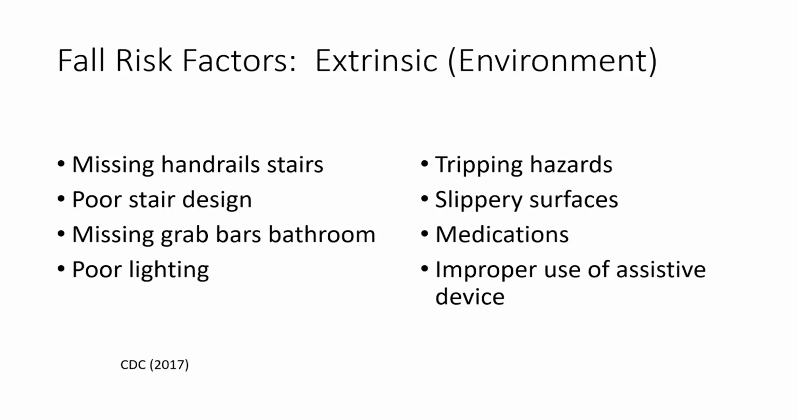Then the CDC puts them into extrinsic factors, such as everything in the environment: missing handrails, poor stair design, missing grab bars in the bathroom, poor lighting, tripping hazards, slippery surfaces, medications, improper use of assistive devices. We will address all of these extrinsic factors in the videos that will show a home eval with Virginia.